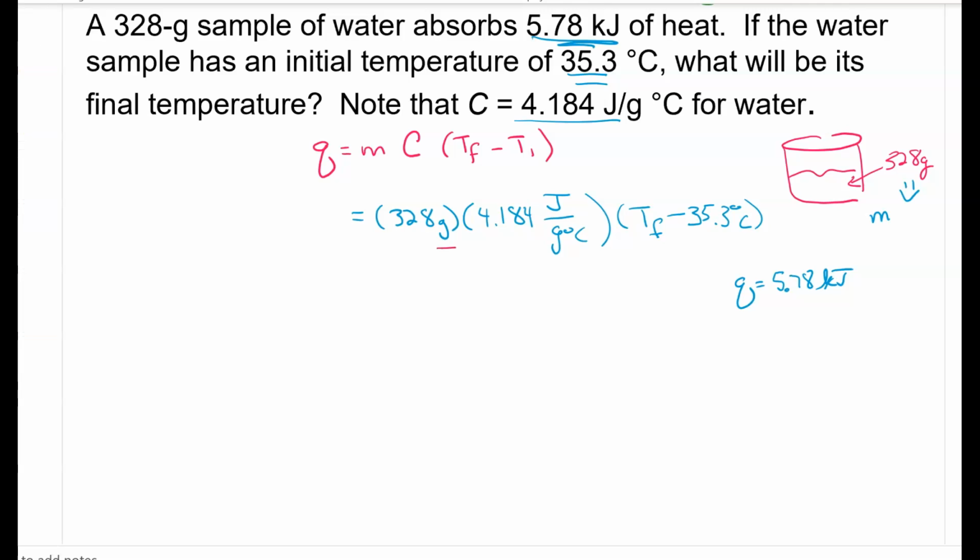But if you look at our units over here, we have grams, and grams will cancel there. We'll have Celsius that will cancel here, but we have joules. So we need to change this Q into joules. So 1 kilojoule is 10 to the third joules, and that's because kilo means 1,000. So the Q that we need to use in the equation is 5.78 times 10 to the third joules. So I'm going to put that over here.